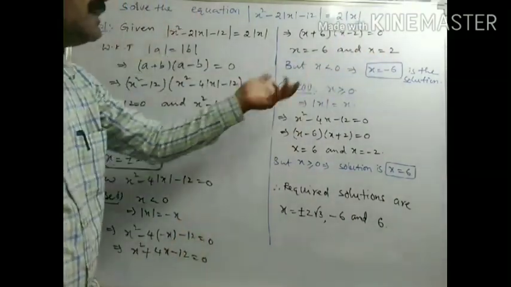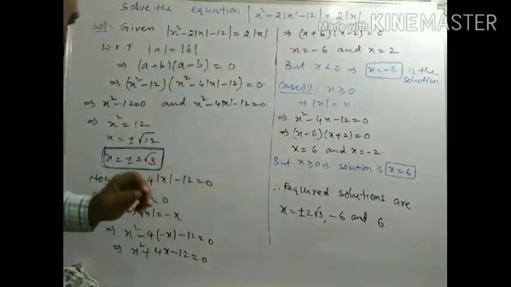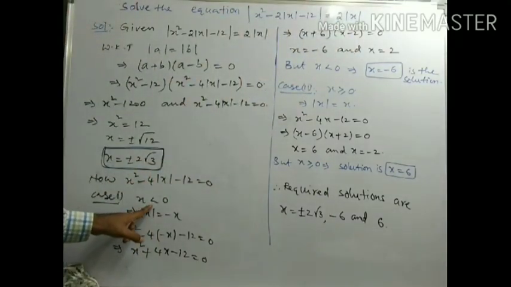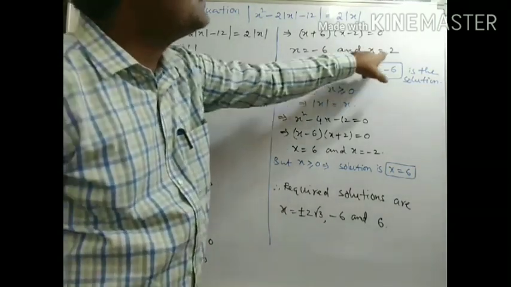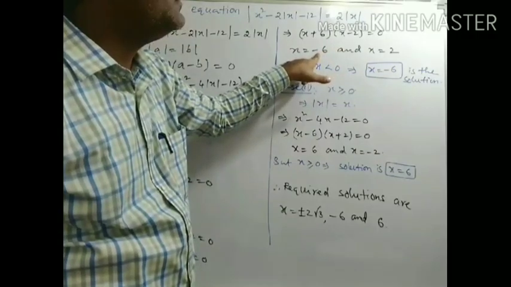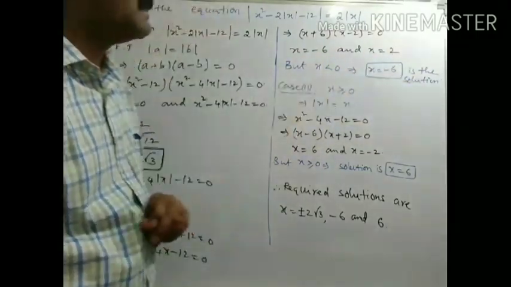We got two values: x equals minus 6 and x equals 2. But here the condition is what? x is less than 0, isn't it? So since here x is less than 0, within these two, the one which is less than 0 is the value. Hence x equals minus 6 is the solution in this case. Right?